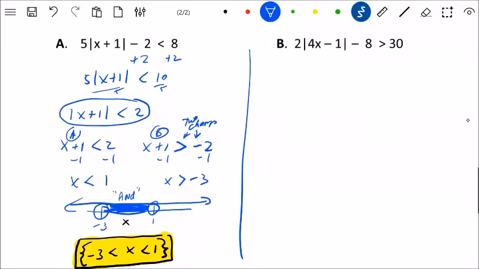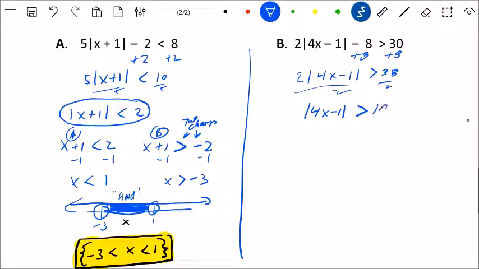On the other one here now, let's do this one. I'm going to add 8. You can guess that since the first one was an overlapping, this one will not be. It will be the opposite. It will be an or statement, but let's find out for sure. Okay, we have 38 here. And I'm going to divide both sides by the 2. So I have 4x minus 1 greater than 19. Now, if that had been a negative 2, I'd make a negative 19 there and change the direction, but I don't need to here.